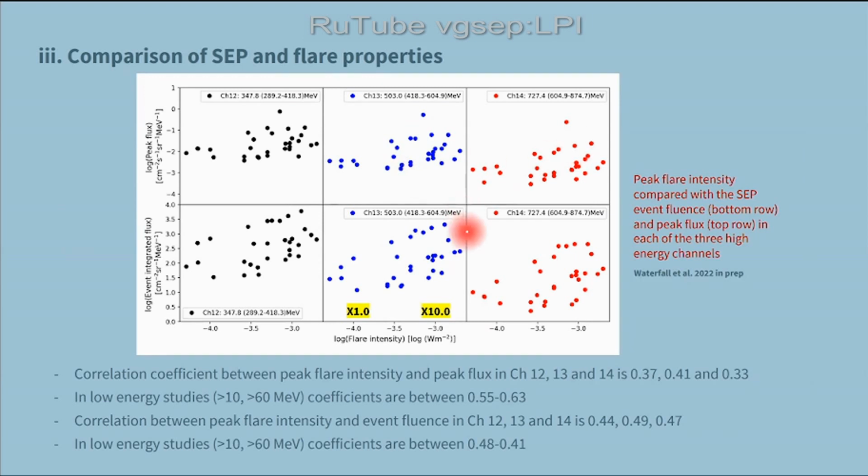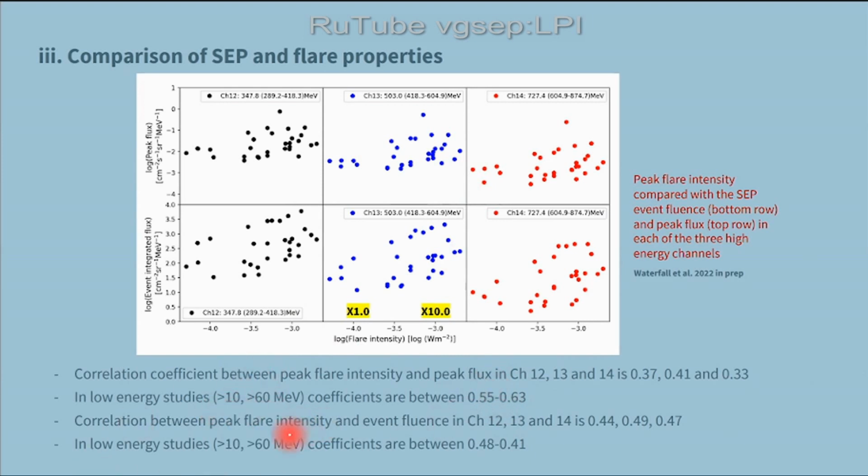You can see that, again, the correlations aren't great. In this top panel for the peak flux, we have correlation coefficients of 0.37, 0.41, and I can't see what that says, but I think it's about 0.38. And then when we look at lower energy studies again, the correlation coefficients are around 0.55 to 0.63. So again, they're weaker than in lower energy studies.